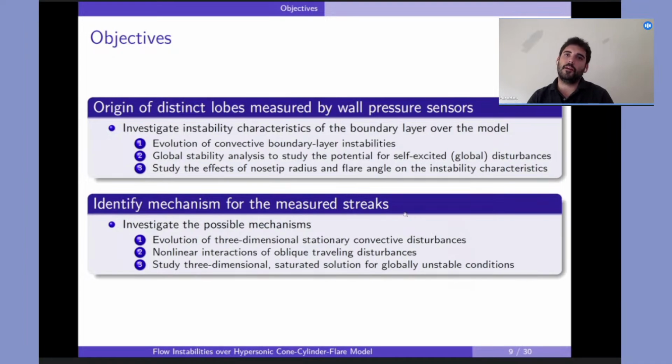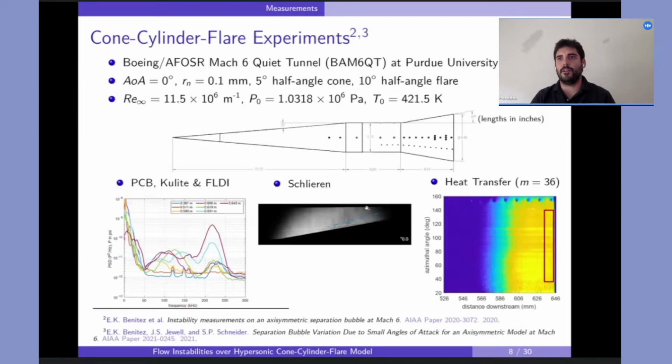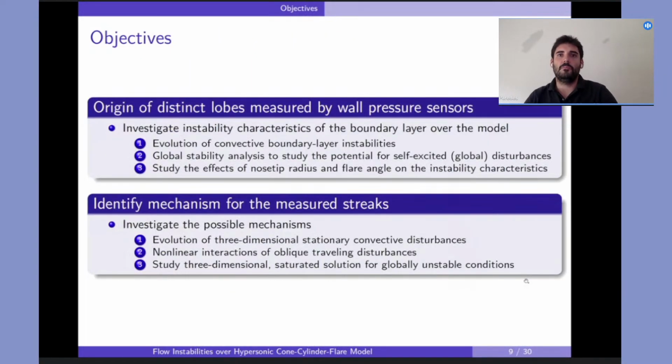Also, we wanted to identify the mechanism for the measured streaks that I mentioned before. By streaks, I refer to these striations here in this plot, by this azimuthal angle, so it's around the flare. You see these striations here, what we call streaks. To investigate those, we investigate all the possible mechanisms that we know from the literature doing similar things. So we study the evolution of three-dimensional stationary convective disturbances, the nonlinear interaction of oblique traveling disturbances, and also a three-dimensional saturated solution for the globally unstable conditions, if we find any.